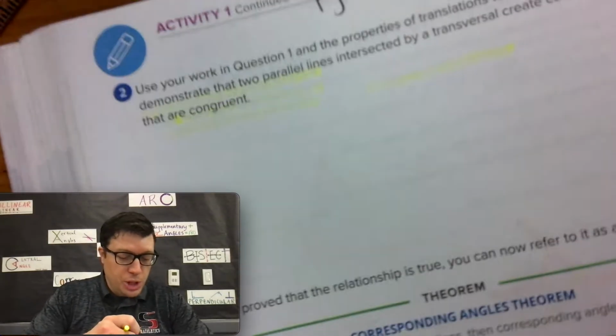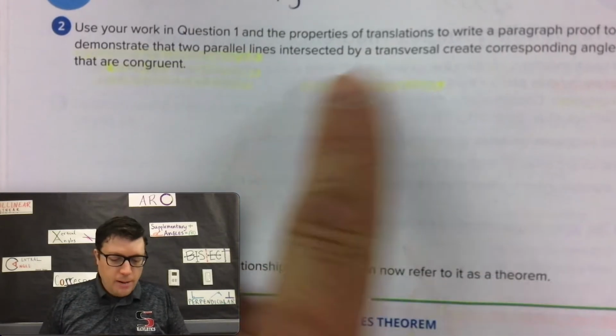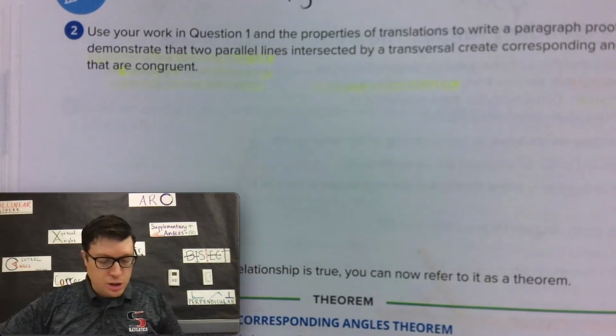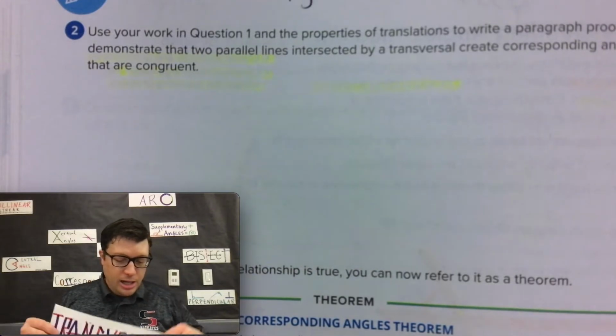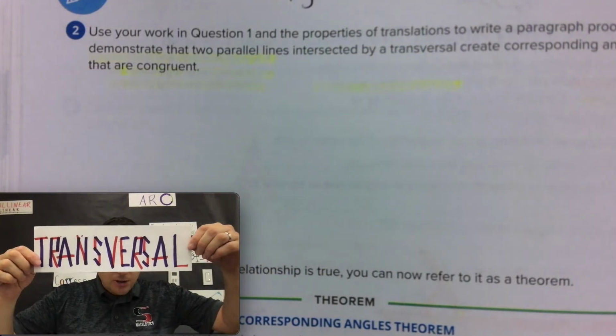Question 1, it says use your work. Well, this is question 2, I guess. Use your work in question 1 and properties of translations to write a paragraph proof to demonstrate that the two parallel lines intersected by a transversal create corresponding angles that are congruent.